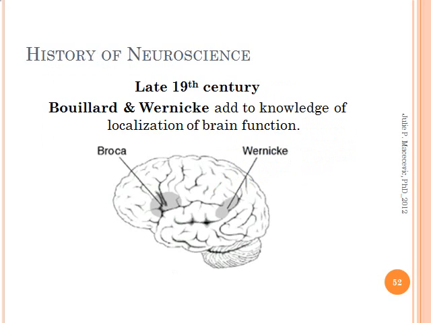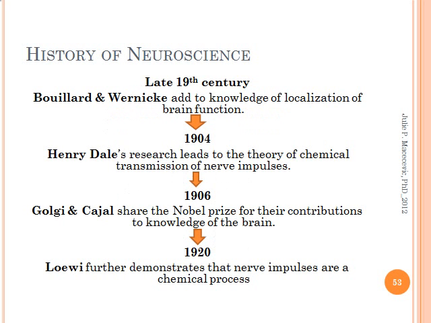In the late 19th century, Broca and Wernicke add to our knowledge of localization of brain function. Wernicke is credited with identifying the localization for the understanding of language in the brain, now known as Wernicke's area. In 1904, Henry Dale was investigating fungus, which led to the theory of the chemical transmission of nerve impulses. Golgi, together with Santiago Ramón y Cajal, received the Nobel Prize in Physiology and Medicine in 1906 for studies of the structure of the nervous system.